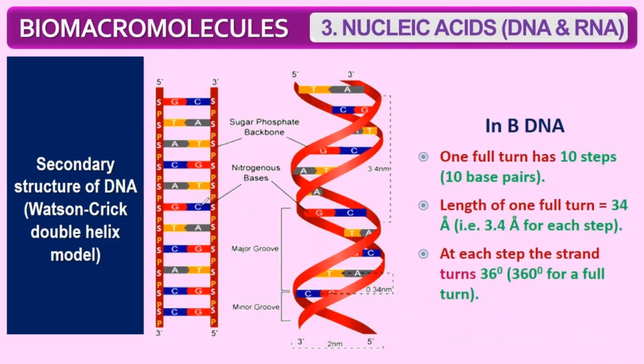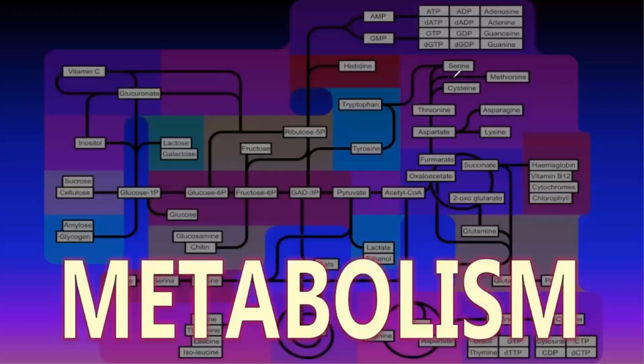In B type of DNA, one full turn has 10 steps. One full turn is of 10 base pairs. The length of one full turn is 34 angstrom, and at each step the strand turns about 36 degrees, that is 360 degrees for the full turn. So that was about the nucleic acid biomacromolecules.